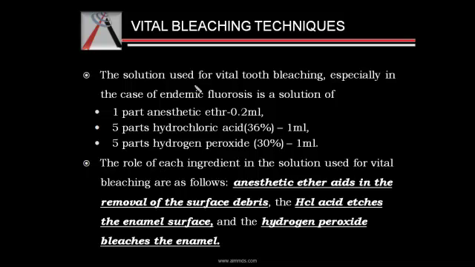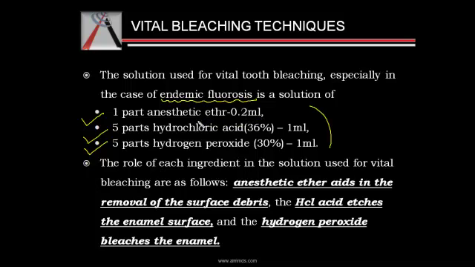So herein the agents are used from the external surface of the tooth. The solution which we use for the vital bleaching, especially in the cases of endemic fluorosis, is a solution wherein we have 1 part of anesthetic ether, 5 parts of hydrochloric acid, that is 36%, 5 parts of hydrogen peroxide, 30%. So this is a combination of vital bleach used, and let's talk about what role each ingredient plays.